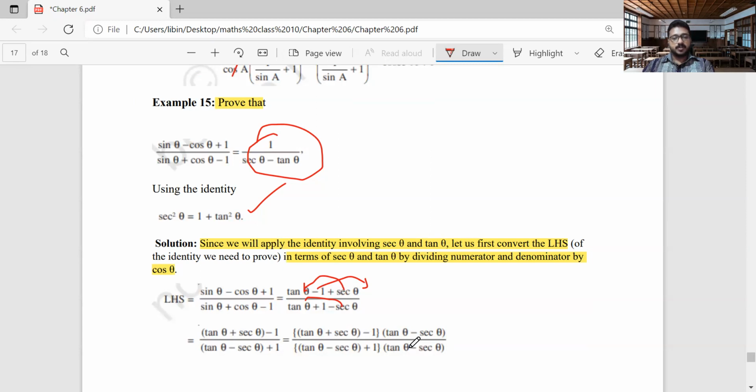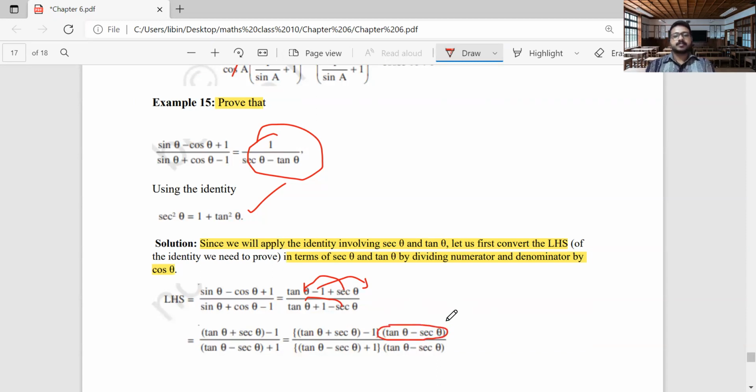Now look what we are doing. It is important because there is no other way. Here we are multiplying and dividing both numerator and denominator by the term tan theta minus sec theta.